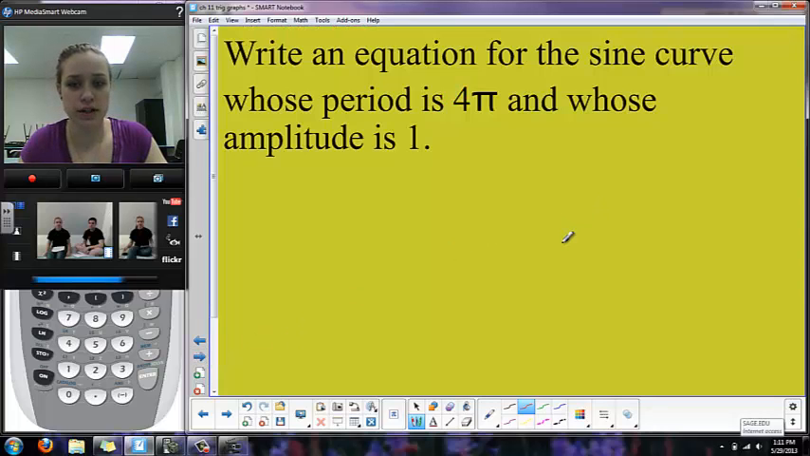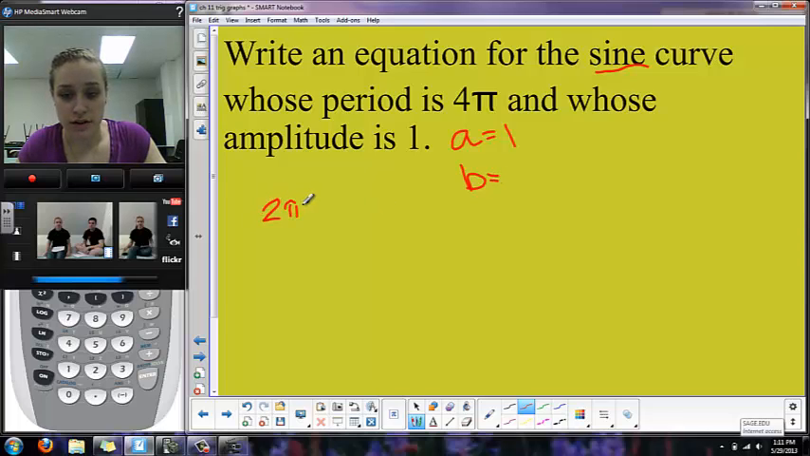Write the equation for a sine curve, so we're talking about sine, whose period is 4 pi and whose amplitude is 1. So I know that the amplitude is 1, and I need to figure out what my B is, or what my frequency is. So we're going to do exactly what I said before. I know that period, which is the information that we're given, is 2 pi over B, and they are telling us that the period is 4 pi. Now if I set this up as a fraction, then I can just cross multiply and solve for B.